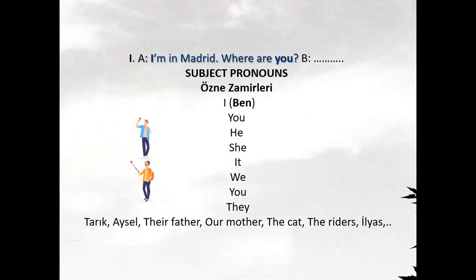I am in London. So Tarık is in Madrid. Where is Aysel? For example, the riders are in Madrid. Where is İlyas? I particularly chose them because, for example, although there is an S in İlyas, it isn't a plural form. You know this. For example, mathematics, physics, although there is an S, it is still a singular subject. The riders, but here the riders is plural. This is what is important, what is specific about subject pronouns.